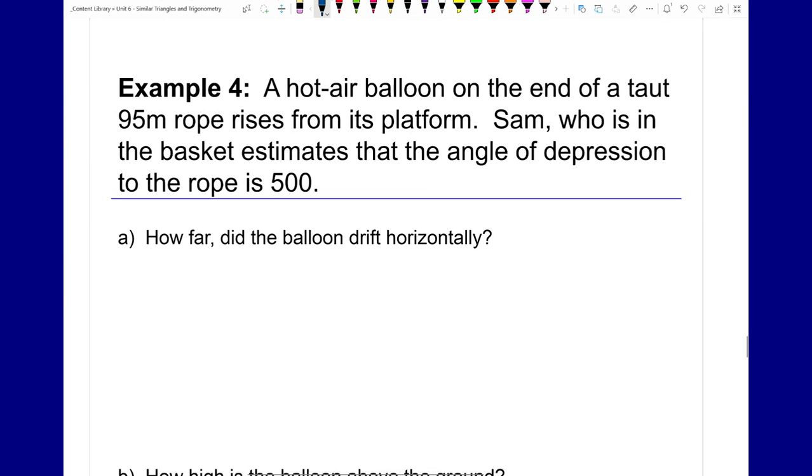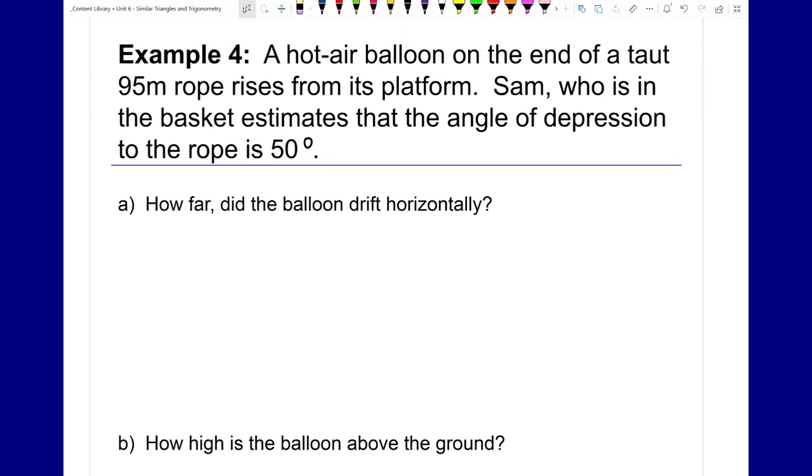Our next example: a hot air balloon on the end of a taut 95-meter rope rises from its platform. Sam, who is in the basket, estimates that the angle of depression to the rope is 50 degrees. So let's draw this.